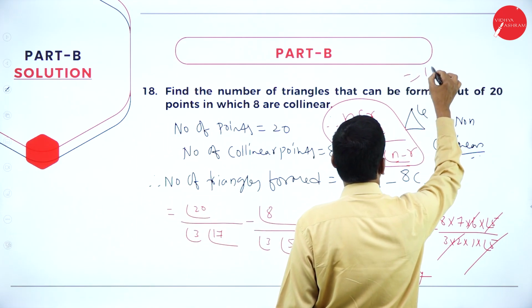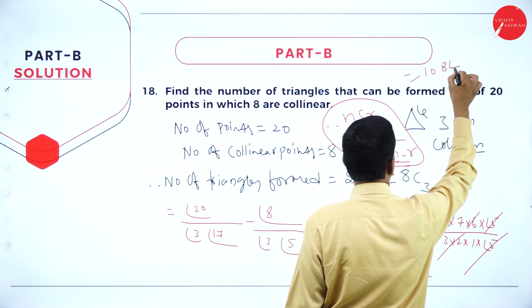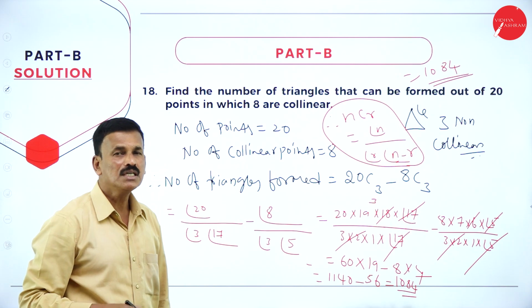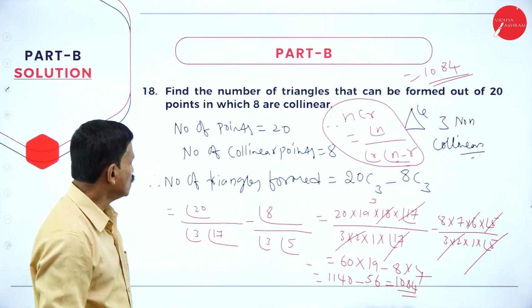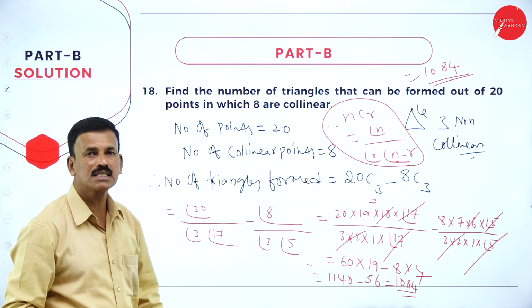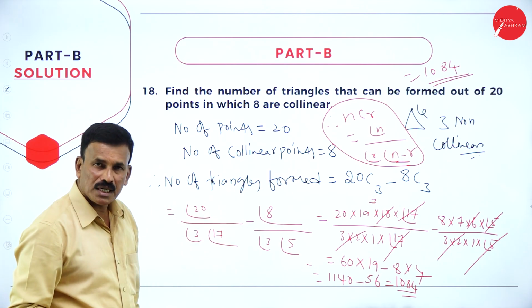equal to 1084. So, 1084 triangles can be formed out of 20 points in which 8 are collinear. Hope you followed. Very simple. 20C3 minus 8C3. That's it. Now, move on to the next problem.